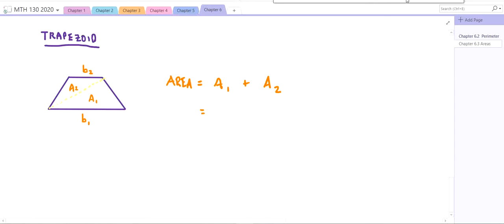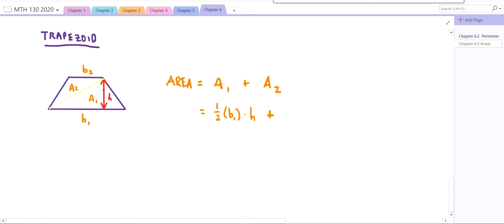So area 1 is 1/2 base times some height. And that height is this here. It's the perpendicular distance from the base to the top of the triangle. So this is our height. So you either have to know what that height is, or you have to figure it out. Either has to be given in the problem or you have to figure it out.